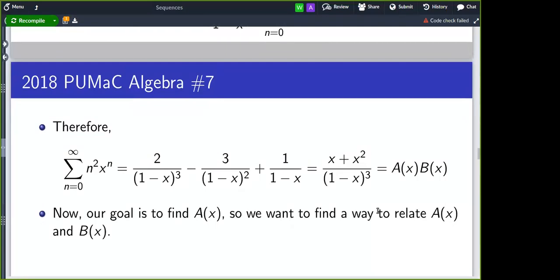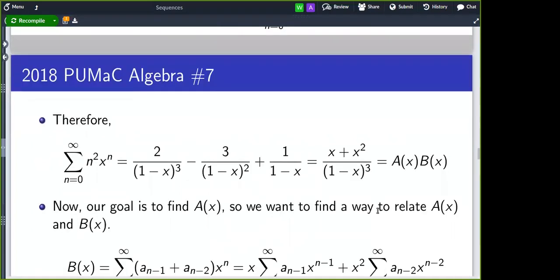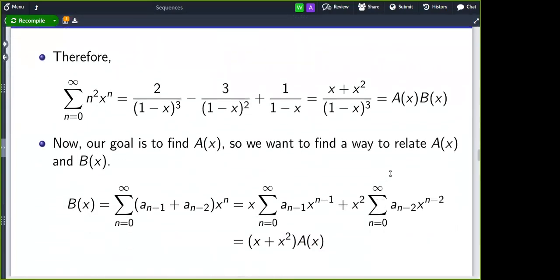And so if you don't see why, that's because we can just write that b of n, we can substitute a n minus 1 plus a n minus 2 in our generating function there. And we can separate that into two terms like this. And so each of the sums is just a of x. And so we get x plus x squared times a of x.